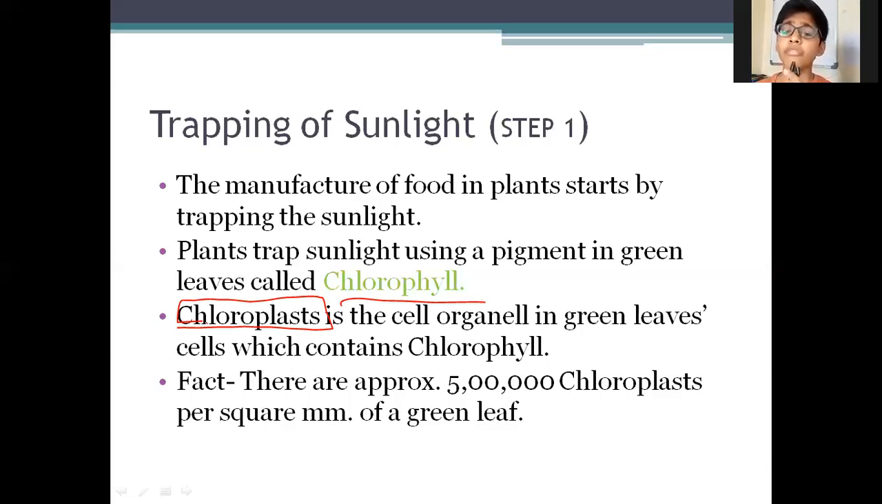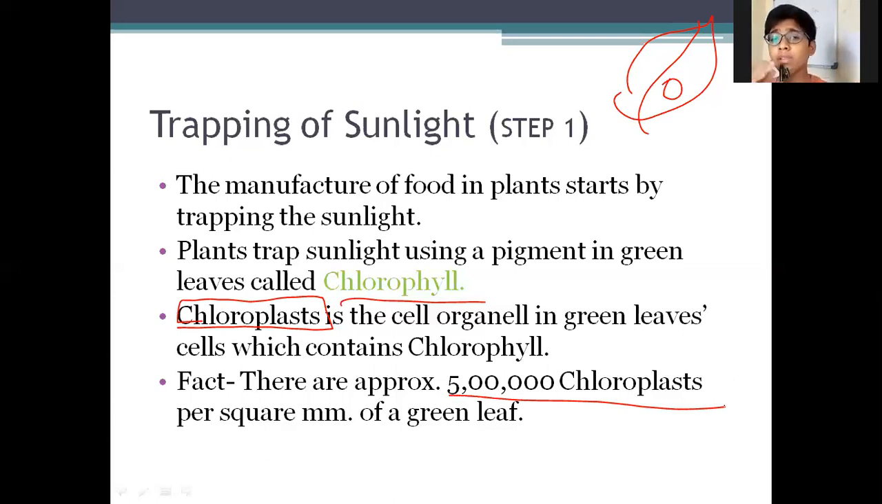Before seeing the mechanism of photosynthesis, here is a fact for you. If I take a leaf and take a small area of 1 millimeter by 1 millimeter, there are approximately 5 lakh chloroplasts in that small area of a green leaf.